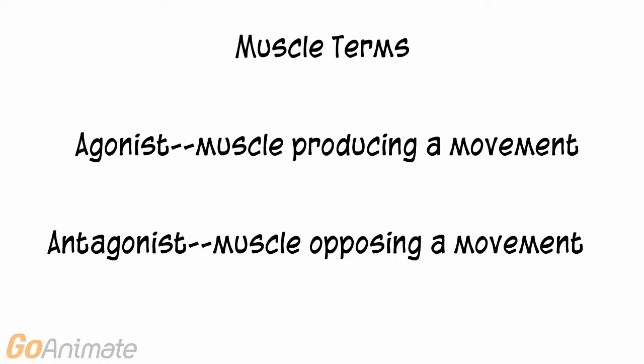In a muscle contraction, the agonist is the muscle producing the movement. The antagonist muscle opposes the movement.